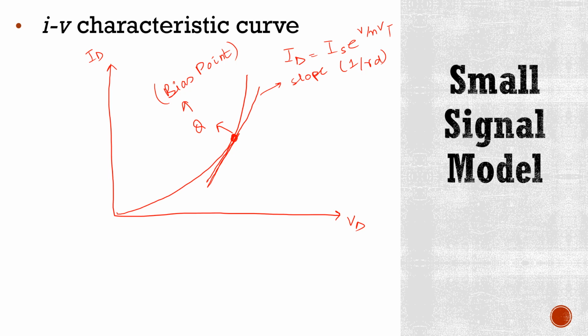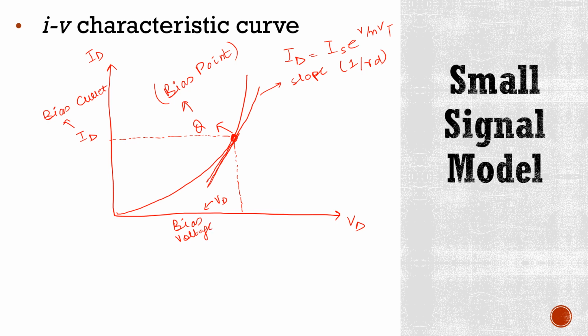It means if we draw a straight line from this point on the y-axis, we get the value of ID, which is the bias current. And if we draw a line from this point on the x-axis, we get the value of VD, which is the bias voltage.